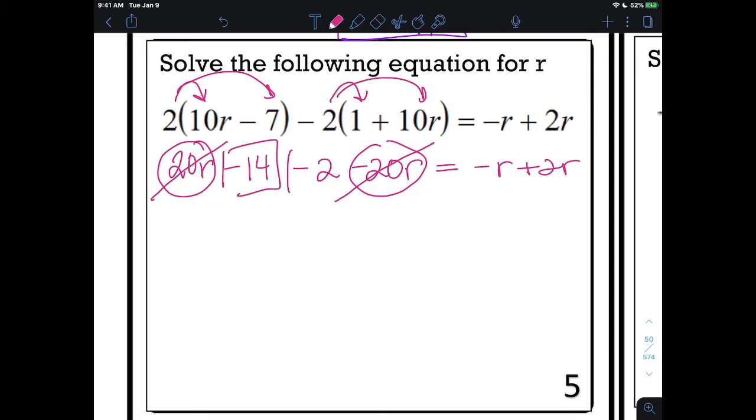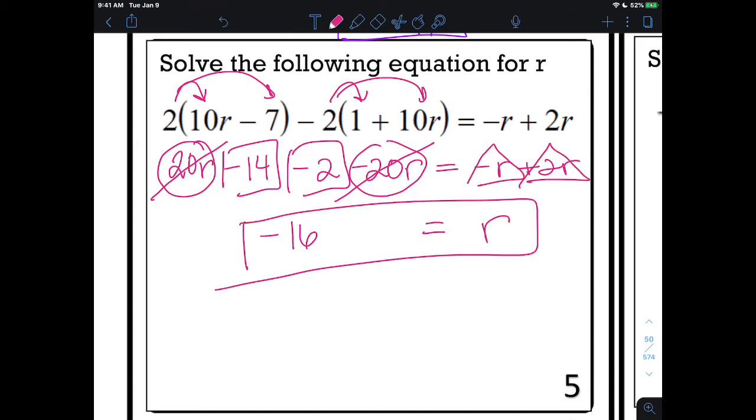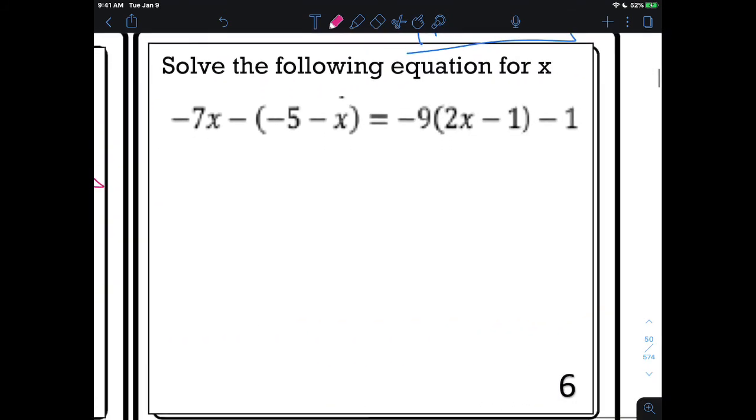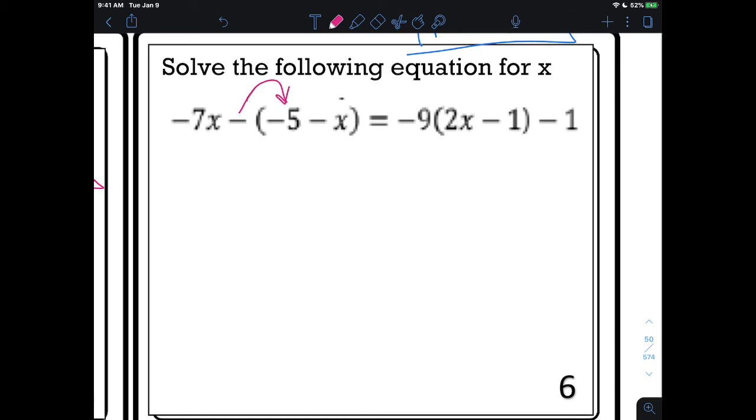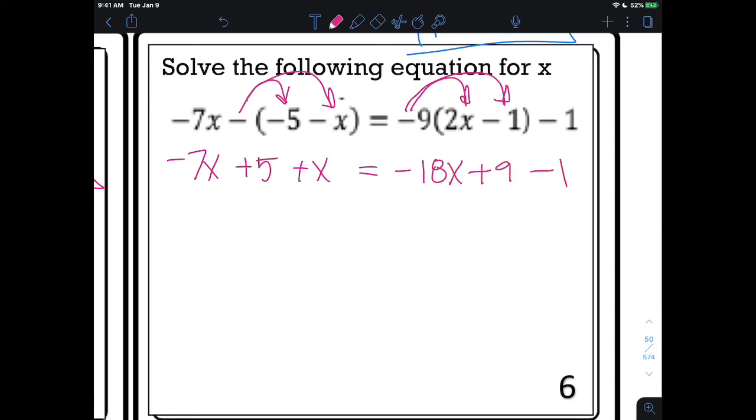That's my fancy word for cancels out. Okay. And I see numbers that are separated. I'll put those together. Over here, I see r's all over the place. And look at that. All I had to do was combine like terms. That was easy. Okay, next one. Remembering that if I have a negative on the outside and no number, it's like multiplying by negative 1. So, plus 5 plus x equals negative 18x plus 9 minus 1.